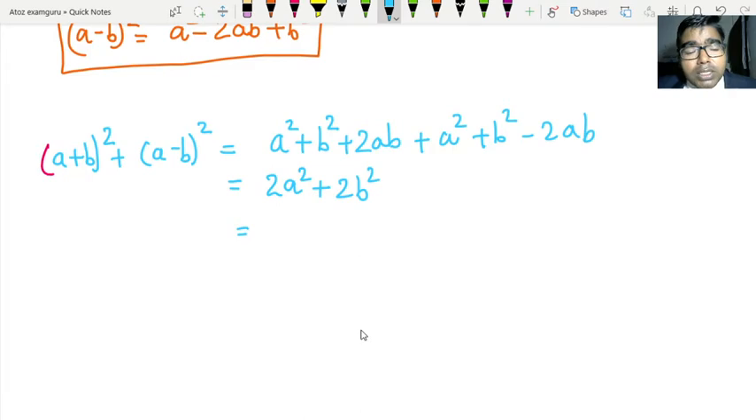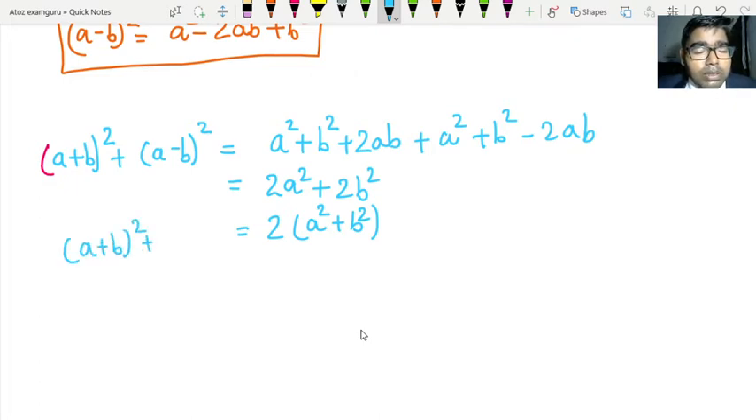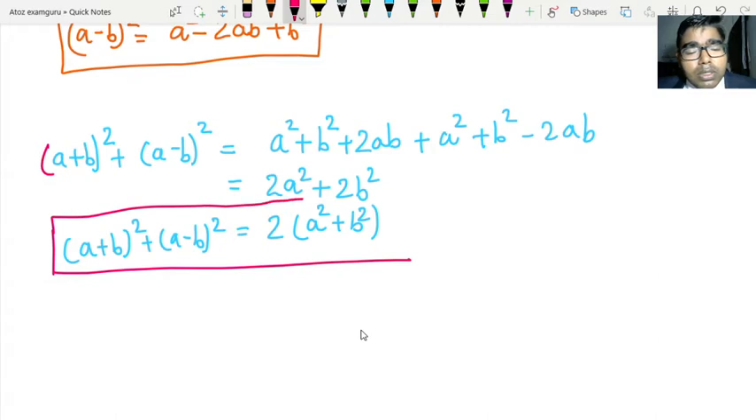And you can take 2 common because 2 is with a square terms and 2 is also with b square terms. So you can take common 2 times a square plus b square, a plus b whole square plus a minus b whole square. So this is the formula: if there is a plus b whole square plus a minus b whole square, then you can simply write it as twice of a square plus b square.